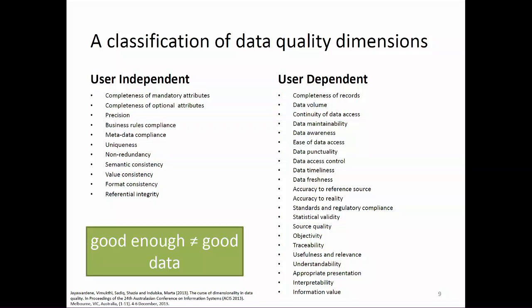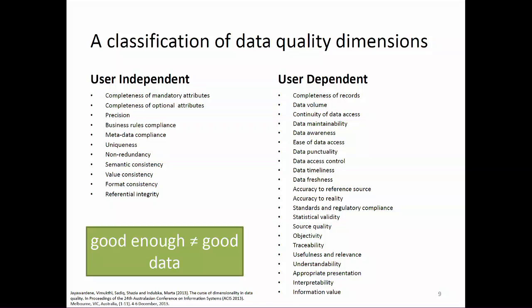And then we have, this is again a very important point, a classification of data quality dimensions. We can have user independent and user dependent, or we can also call them data-centric or user-centric dimensions. Now user independent or data-centric dimensions of quality are those which are irrespective of the use of the data. So there are certain quality standards that the data should meet irrespective of who is going to use it, right?